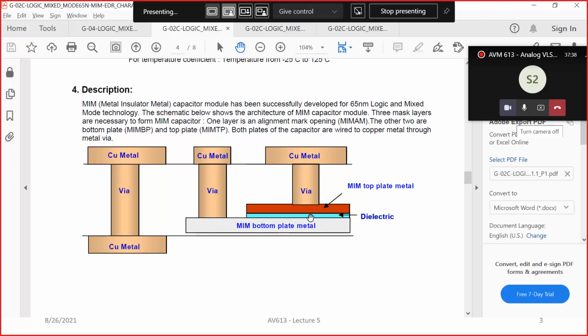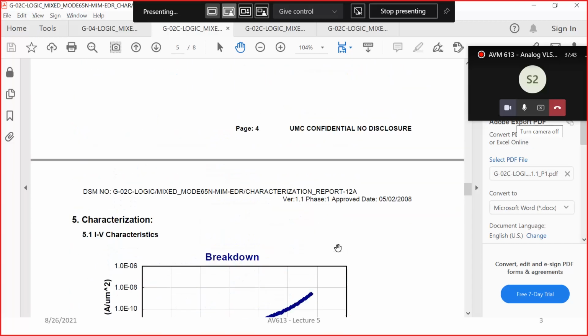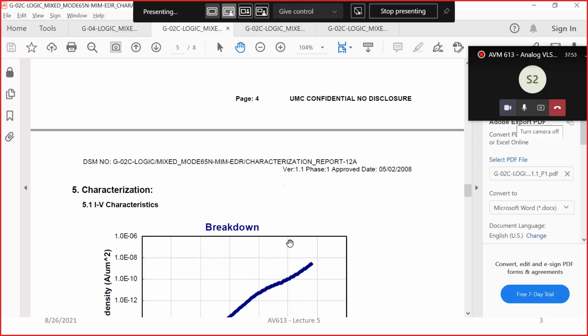All right. So capacitors will actually take up a lot of area. When you look at the overall area of an analog IC, a large amount of area will be taken by capacitors and resistors. In RFICs, inductors are the big area hogs. Okay. This shows the breakdown voltage.